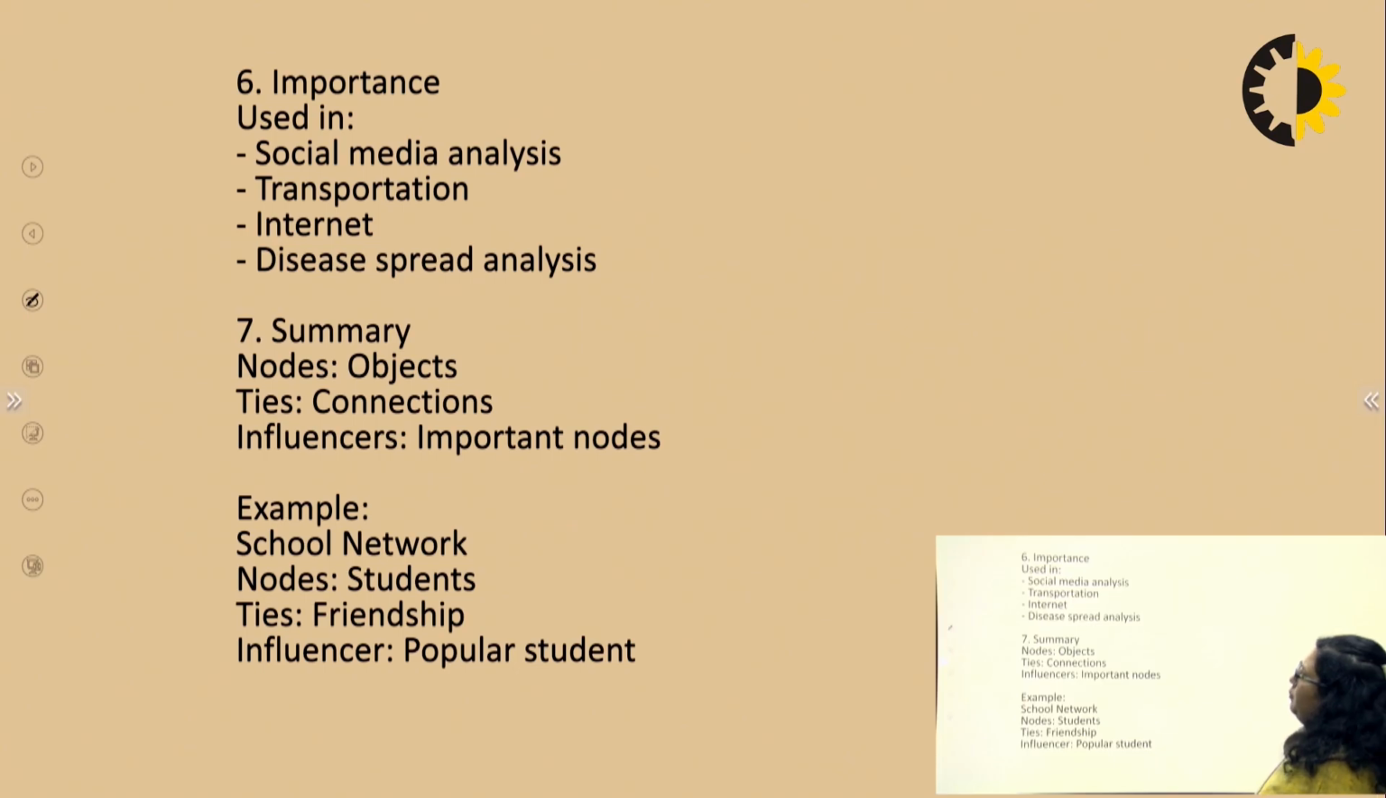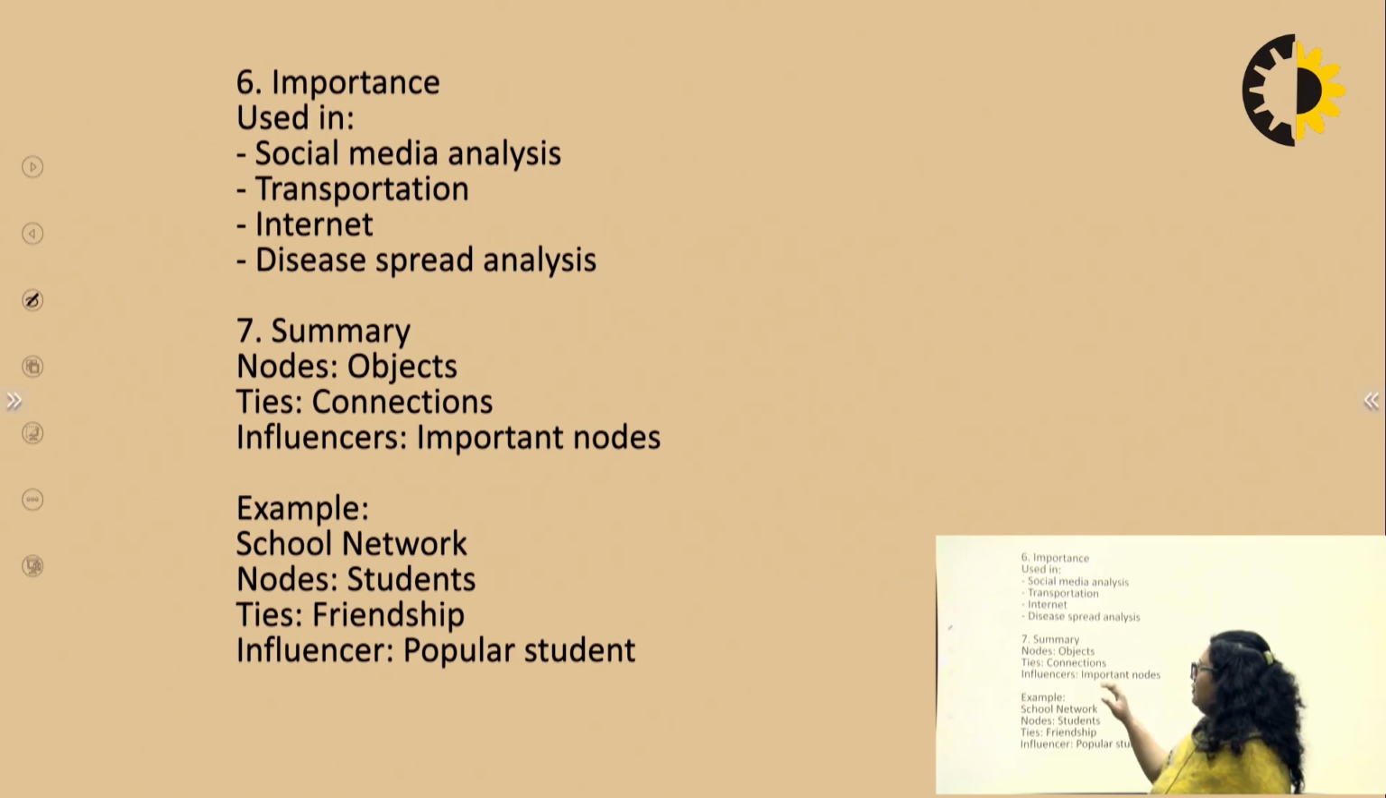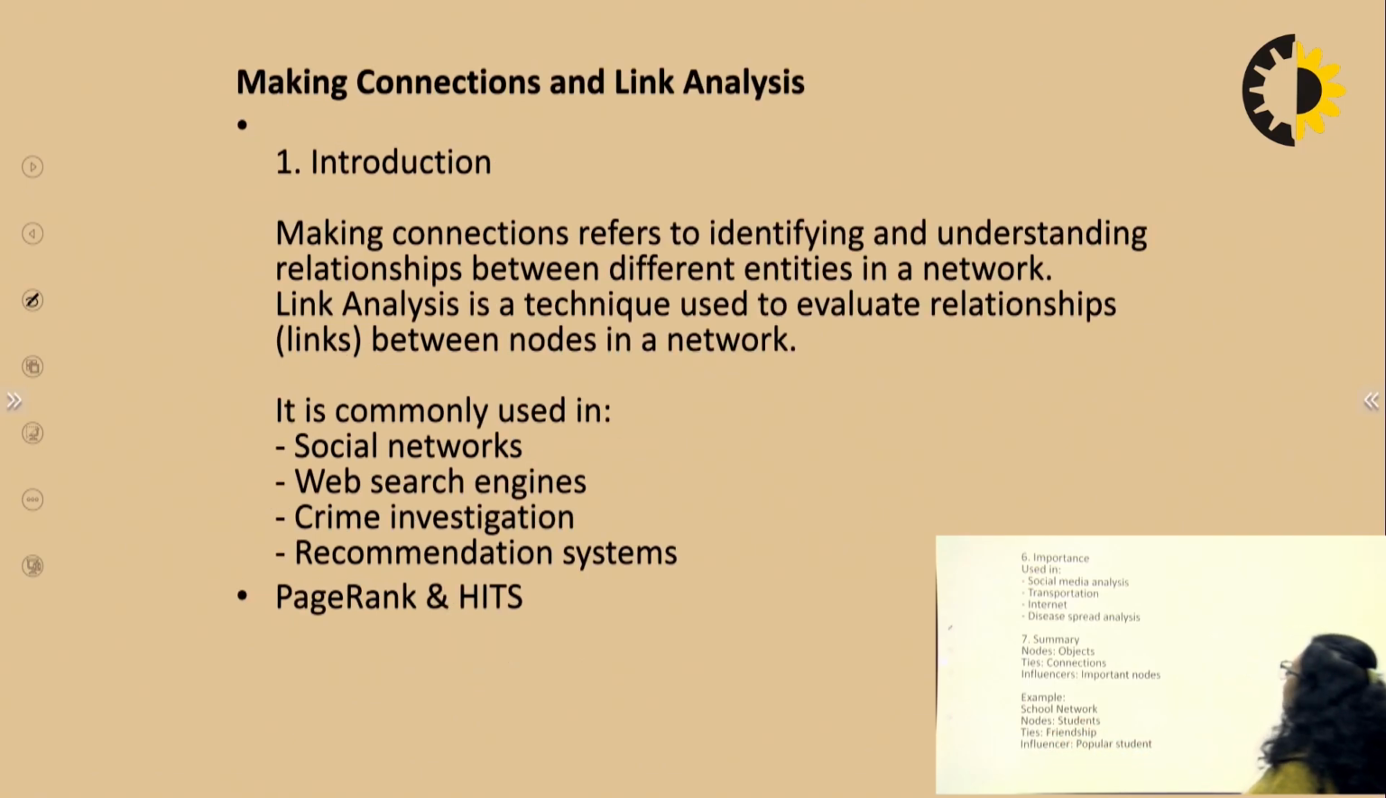So what is the importance of networks? They are used in social media analysis, transportation, the internet, and disease spread analysis. If we go for the summary: objects, connections, and influencers represent important nodes. Example: a school network. Nodes represent students, ties represent friendship, and influencers represent popular students.